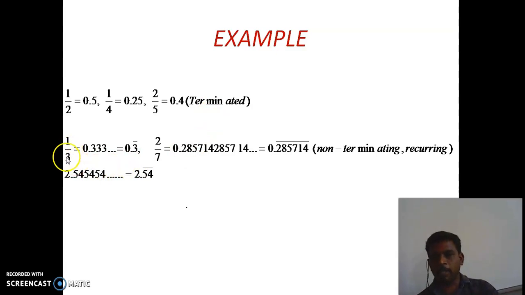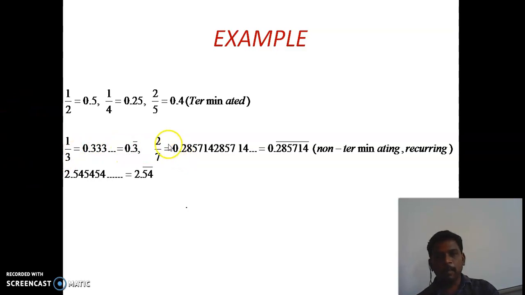Look at the next example, 1 by 3. If you divide 1 by 3, the result is 0.333, and it keeps going on. That is called non-terminating, and also only the 3 is repeating here. Therefore I wrote this as 0.3 bar. The decimal expansion of 1 by 3 is 0.333 and it keeps going on, so it is non-terminating. When a particular number or set of numbers repeats, we can represent them with a bar, with no need to write a continuation sign. So we write 0.3 bar.